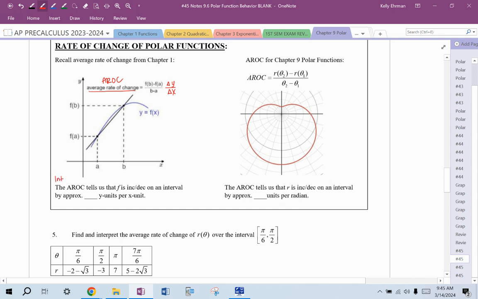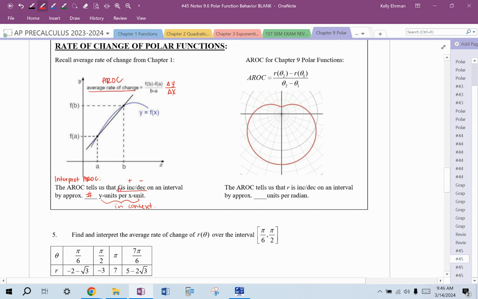And if you had to interpret the average rate of change, you would say the average rate of change tells us, at least this part, f is, you pick increasing or decreasing, whether the AROC is positive or negative, on an interval by approximately whatever number the average rate of change is. And then you say y units per x unit. That's always in context. So maybe the average rate of change is a speed or a velocity. The velocity is increasing by 10 miles per hour, something like that, on average.